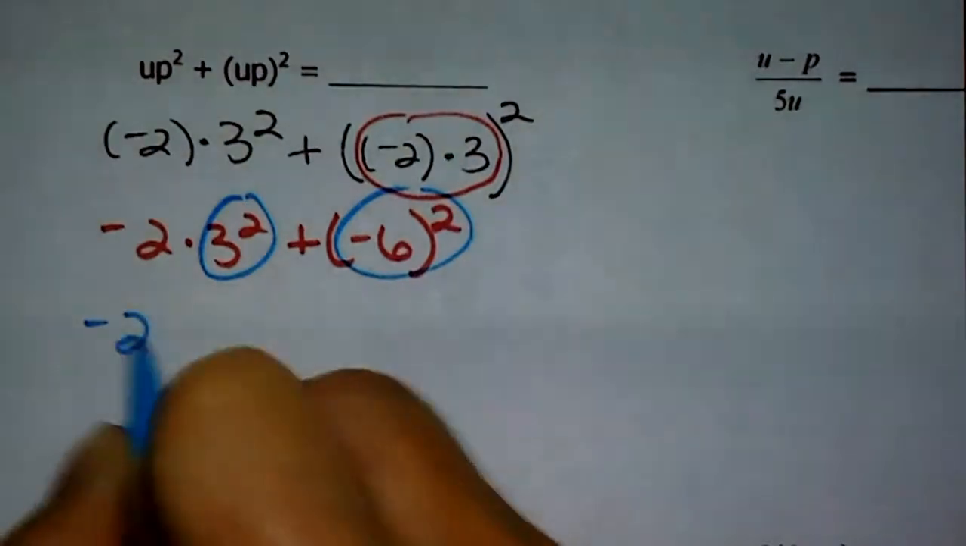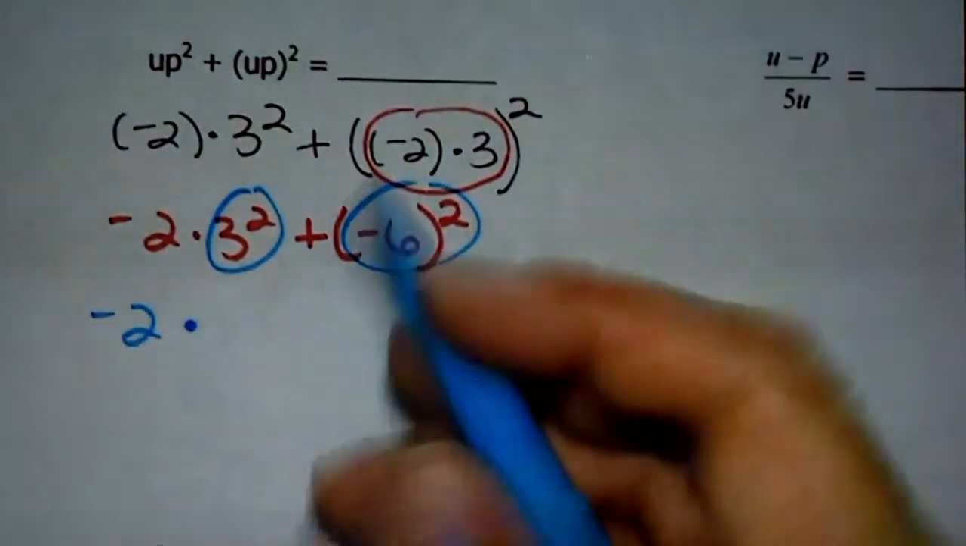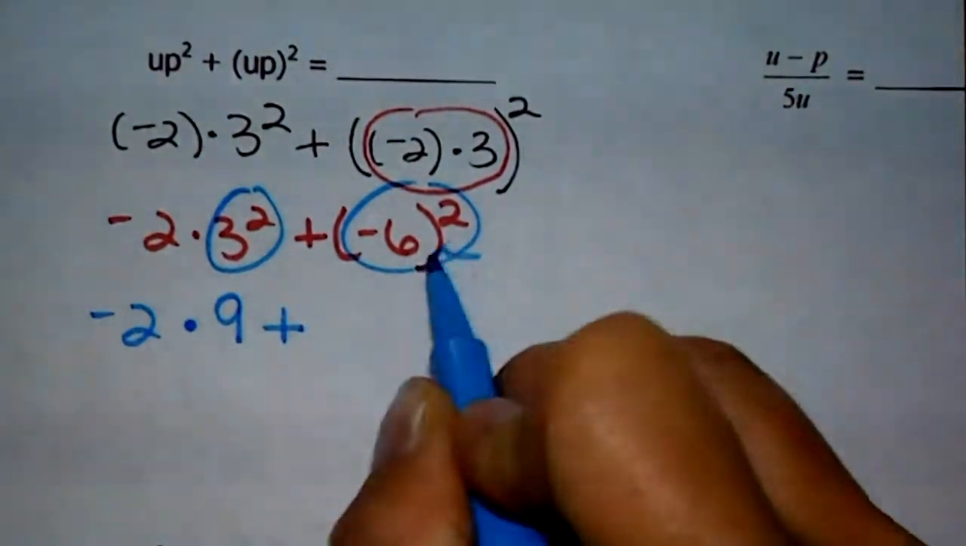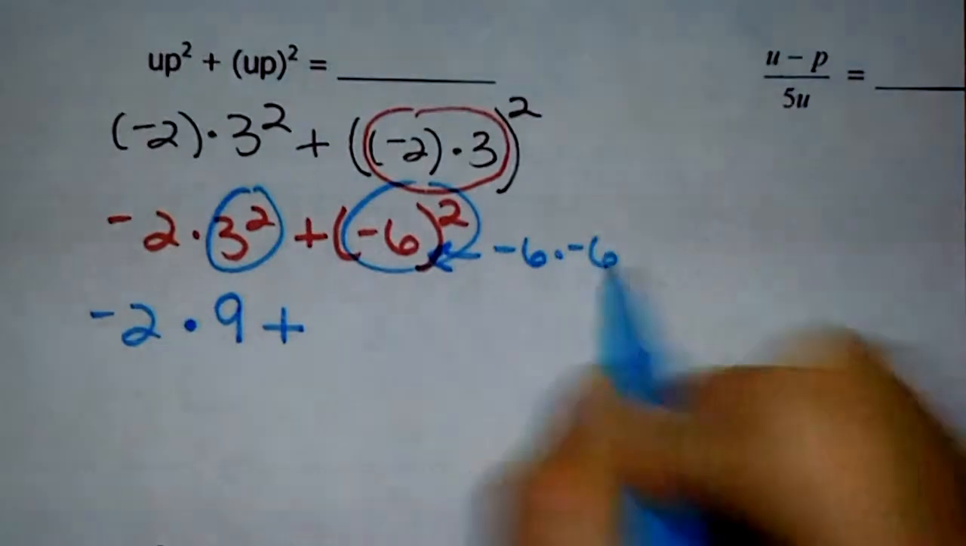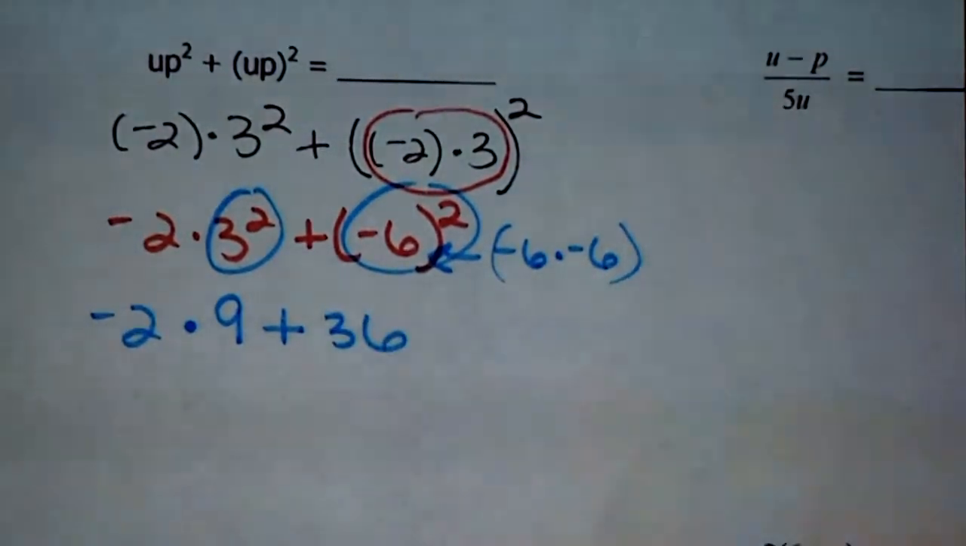So I'm going to take negative 2 and multiply that by 3 squared. 3 squared isn't 6. It means 3 times 3, which is 9. And the quantity of negative 6 squared means I'm keeping the negative with the 6. This means negative 6 times negative 6, which is 36.